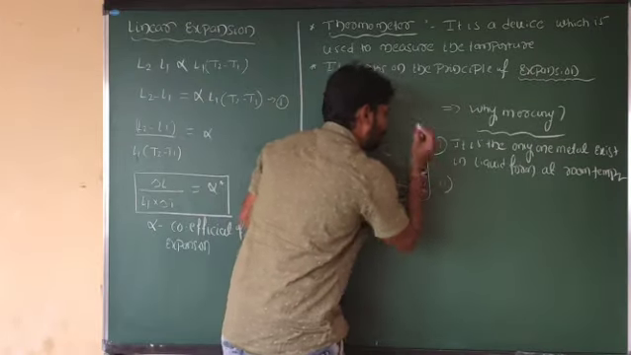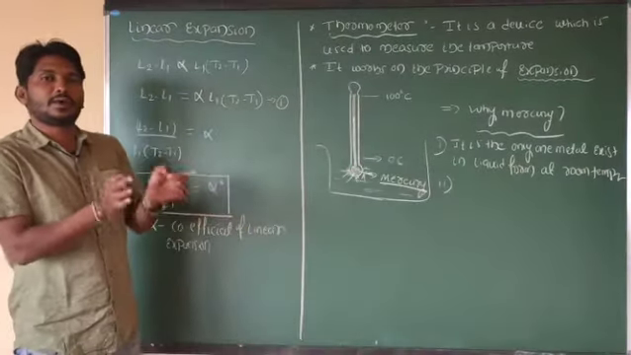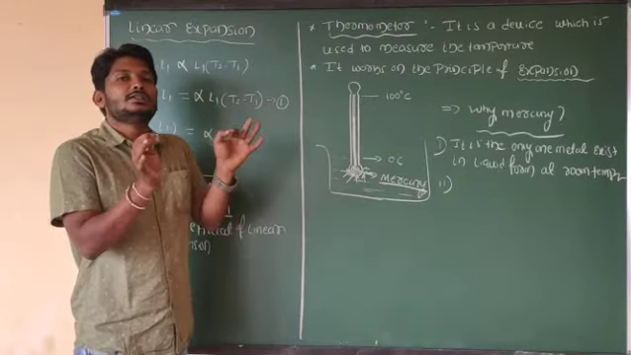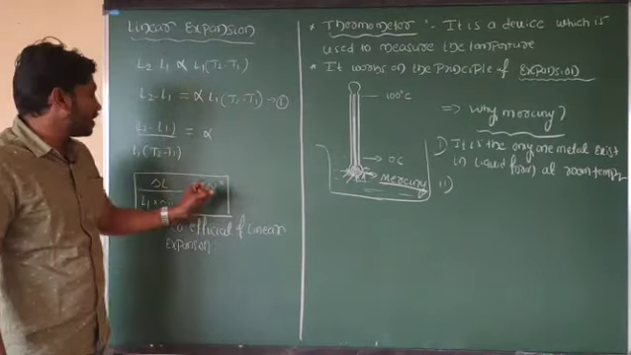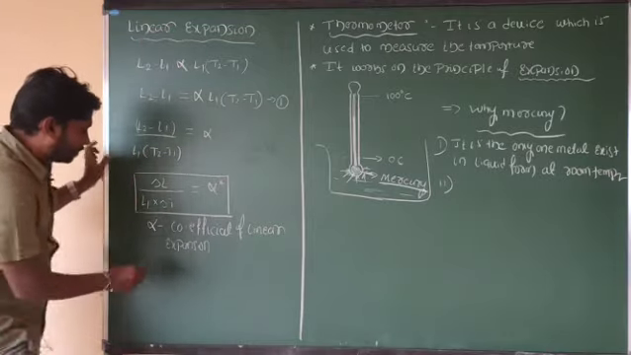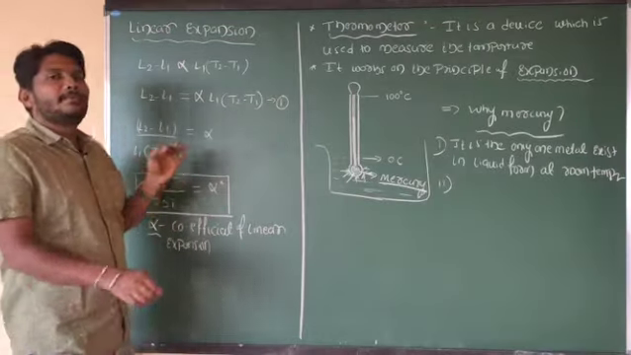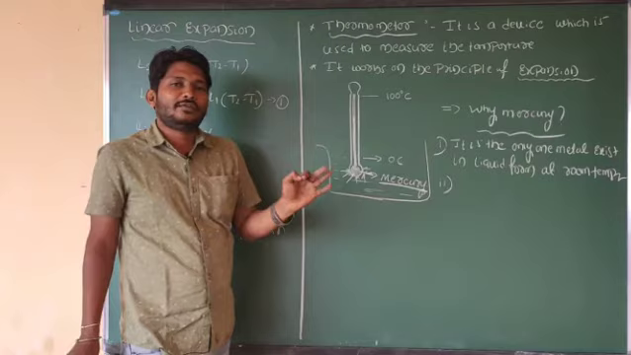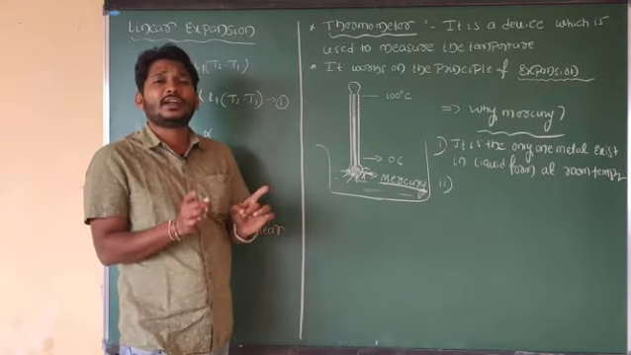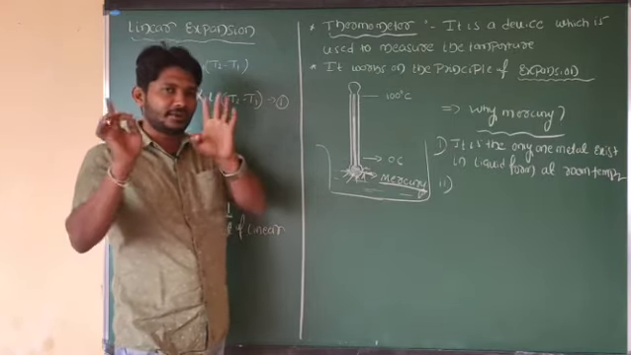The second reason for choosing mercury, what could be another reason for choosing mercury? So that mercury has a high coefficient of expansion. Which value is high for mercury? Mercury has a high coefficient of expansion. So search on the internet, what is the coefficient of expansion of mercury?